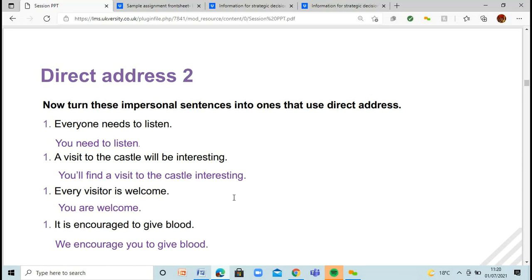So that's the difference of having direct address to make it personal compared to impersonal sentences where it's just generic, a general sentence where it could apply to everyone.